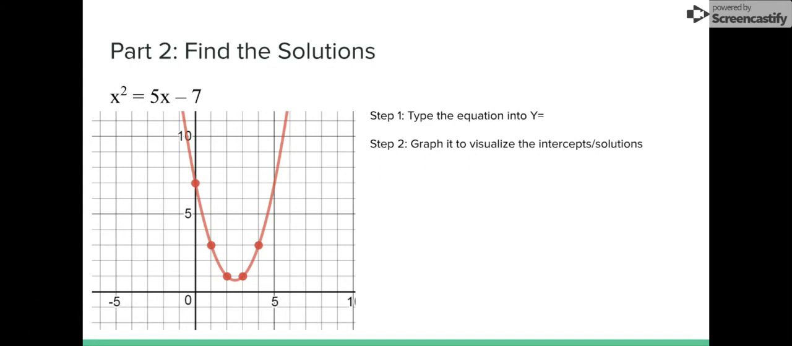Pause the video if you need to. If you need to ask somebody to rewind it, if there's a sub, please do so. And once you're ready, we can move on to the next set of problems.